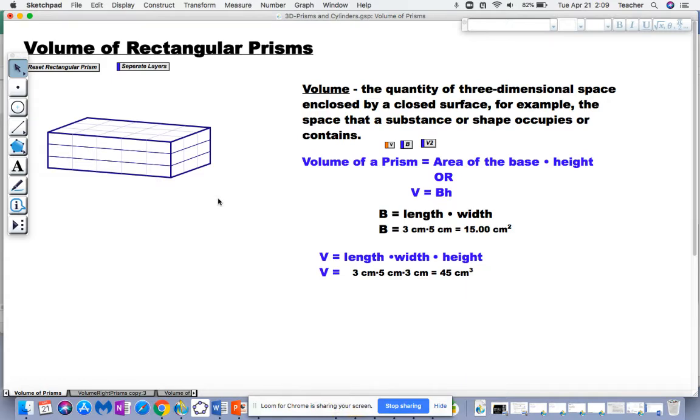Okay, remember surface area was always square units. Volume is always cubic units. So centimeters cubed, feet cubed, miles cubed, whatever. All right, so that's rectangular prism, pretty straightforward. Length times width times height.